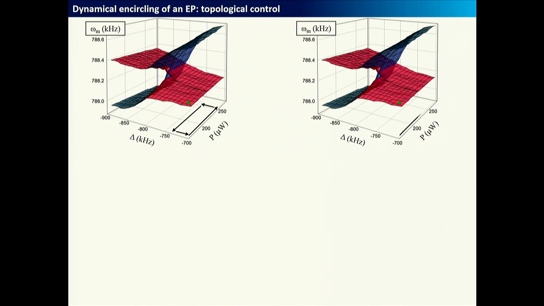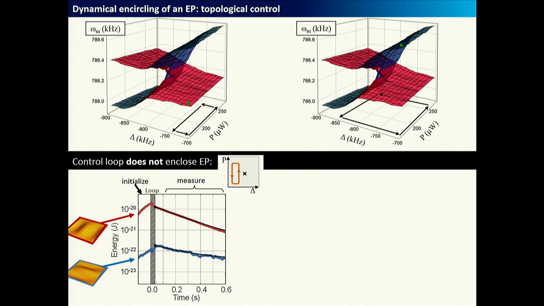But if the control loop does enclose the exceptional point, then we expect that the system would smoothly follow the surface with a Mobius strip-like topology and come back not at its starting point, even though you change the parameters by 2 pi. So here's raw data showing that. What we do is we can monitor the amplitude of motion of each of these two modes, this one and this one, which looks similar but is actually a different mechanical mode.